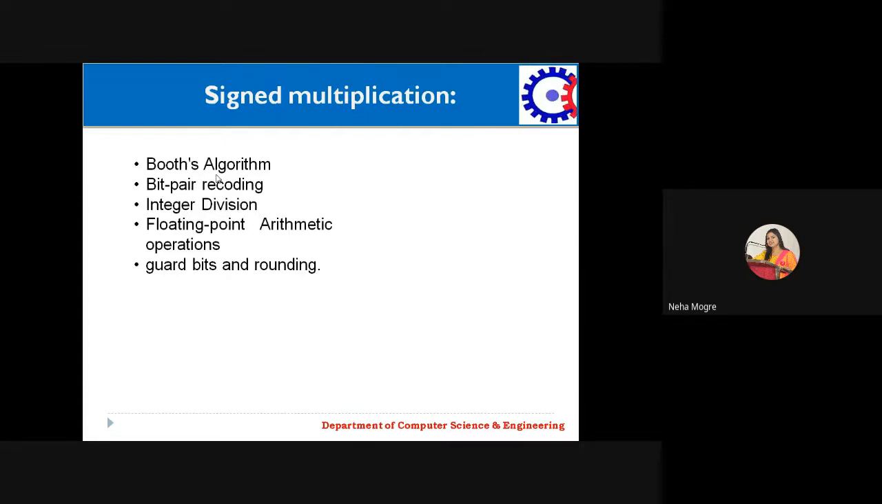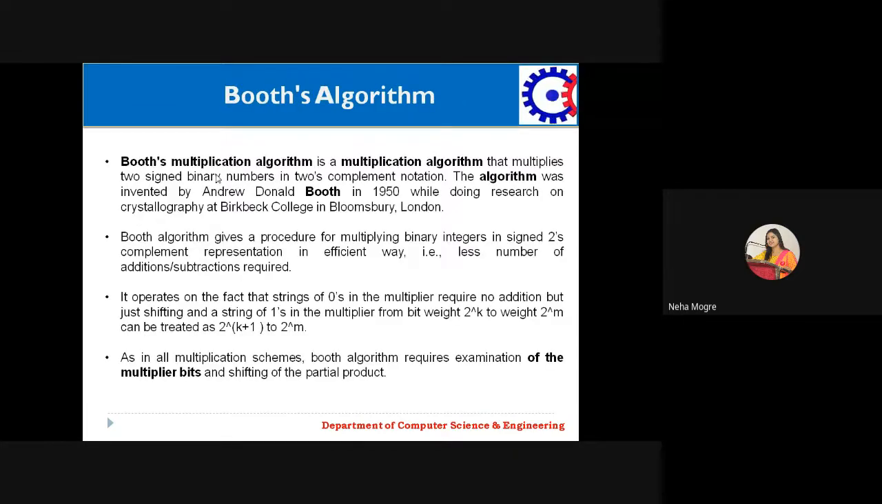So Booth's algorithm is nothing but, here I have just given you a little bit of theory of Booth's algorithm, how it is specifically for signed multiplication. First thing, Booth's multiplication algorithm is a multiplication algorithm that multiplies two signed binary numbers. Now for two signed binary numbers, a minimum of two numbers is required for multiplication. Agree or not? Yes, ma'am. A minimum of two numbers is required for multiplication.